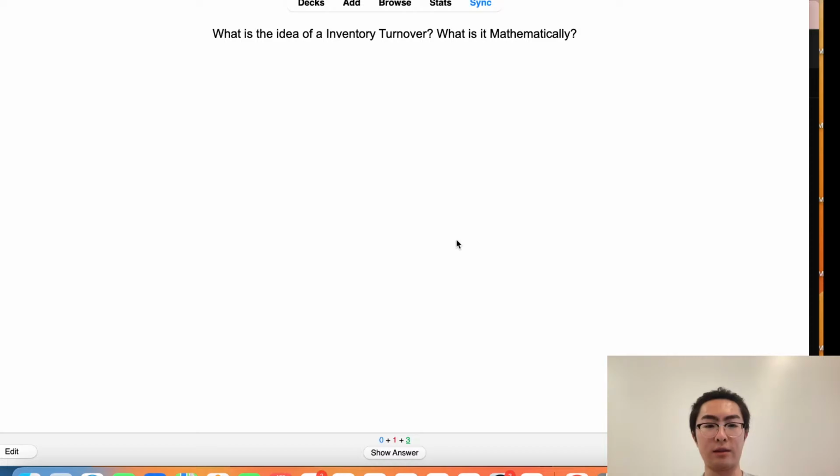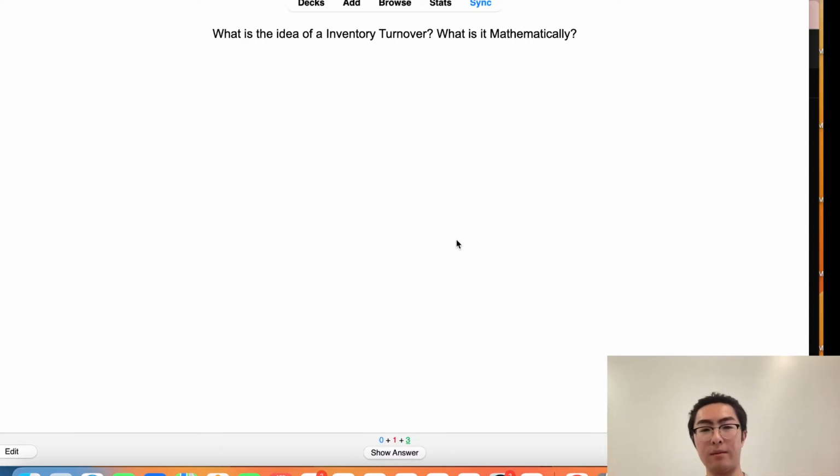What is the idea of inventory turnover? What is it mathematically? Inventory turnover is a measure of how many times you are selling off your inventory over a period. The math helps describe the intuition. You take your cost of goods sold and divide it by the beginning or average inventory over the course of the reporting period. If your number is greater than 1, that means you're cycling through your average inventory at least one time. That means you're selling it off completely and then buying more inventory to replenish it.